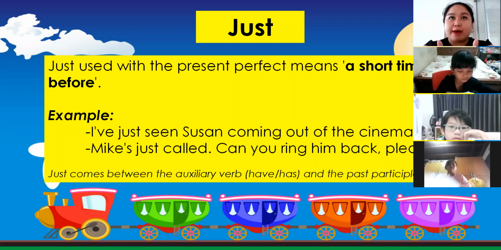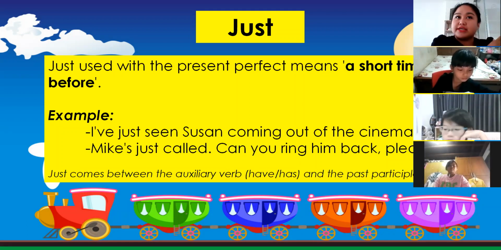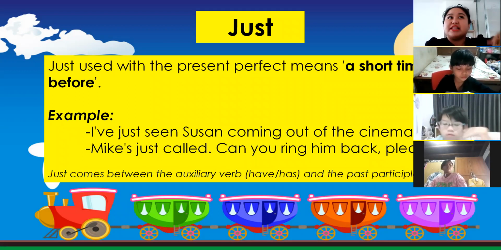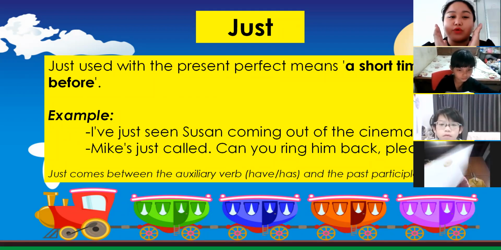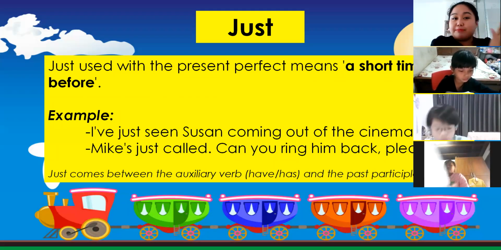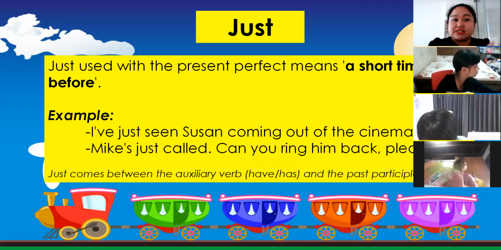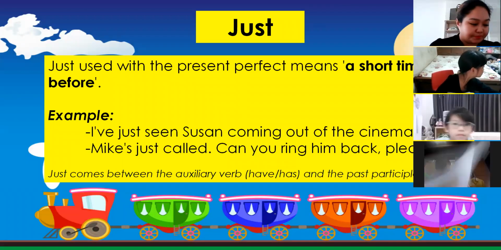Already can be something that happened this morning or maybe 10 minutes, five hours, or 10 hours ago, while we use just, it can be a minute ago, a few seconds ago. It's just like a while ago.